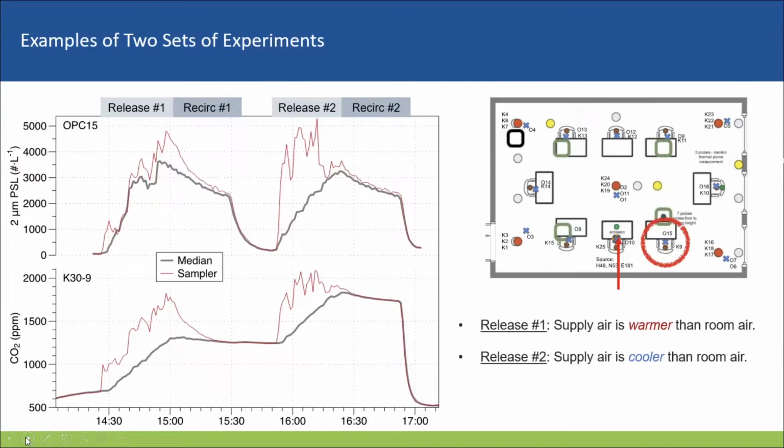From the two examples shown here, in the warmer release, you can see that after the release period, in the decay period, the concentration of both CO2 and particles measured on the mannequin was larger than the median level across the room, indicating imperfect mixing across the room. But for the cooler release in the second experiment, in the decay period after the release, the concentration measured at the mannequin was almost the same as the median level, indicating perfect mixing in the room. Next one, please.